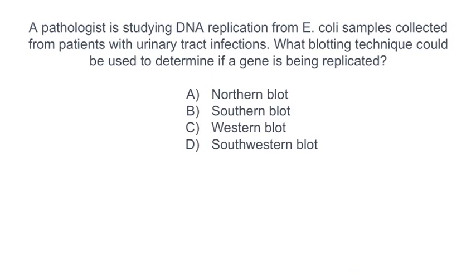Okay, let's do a question. A pathologist is studying DNA replication from E. coli samples collected from patients with urinary tract infections. What blotting technique could be used to determine if a gene is being replicated?